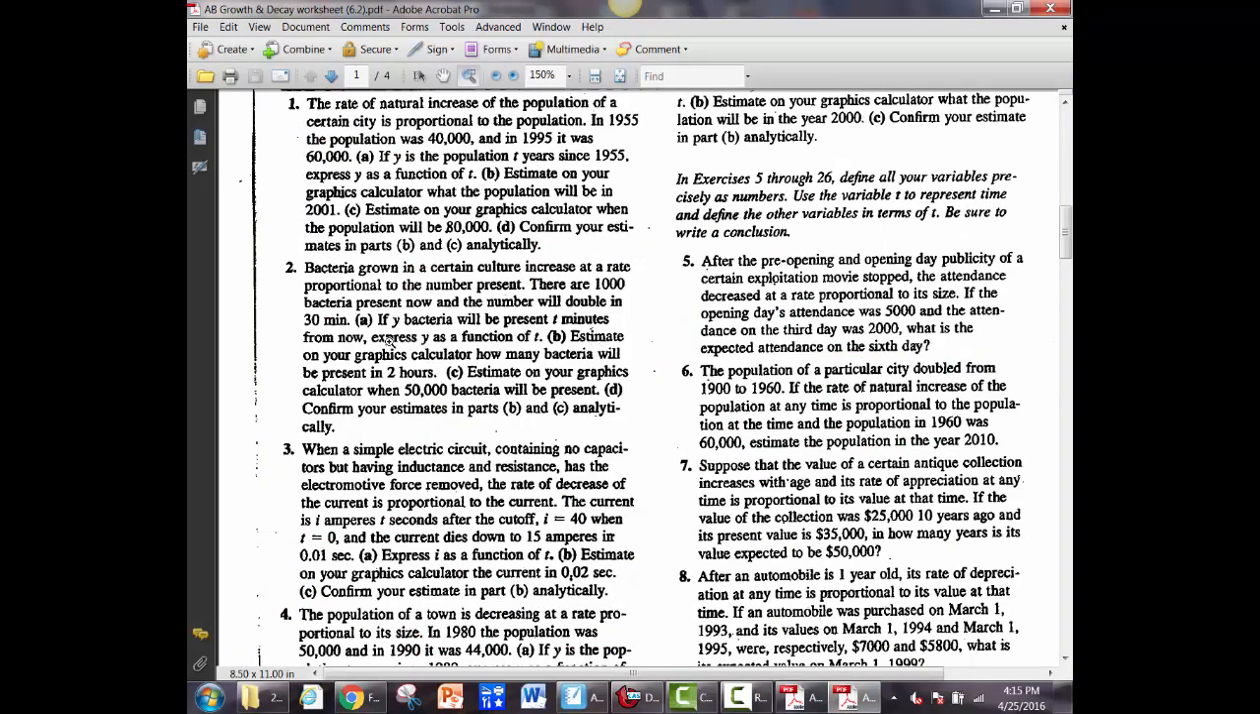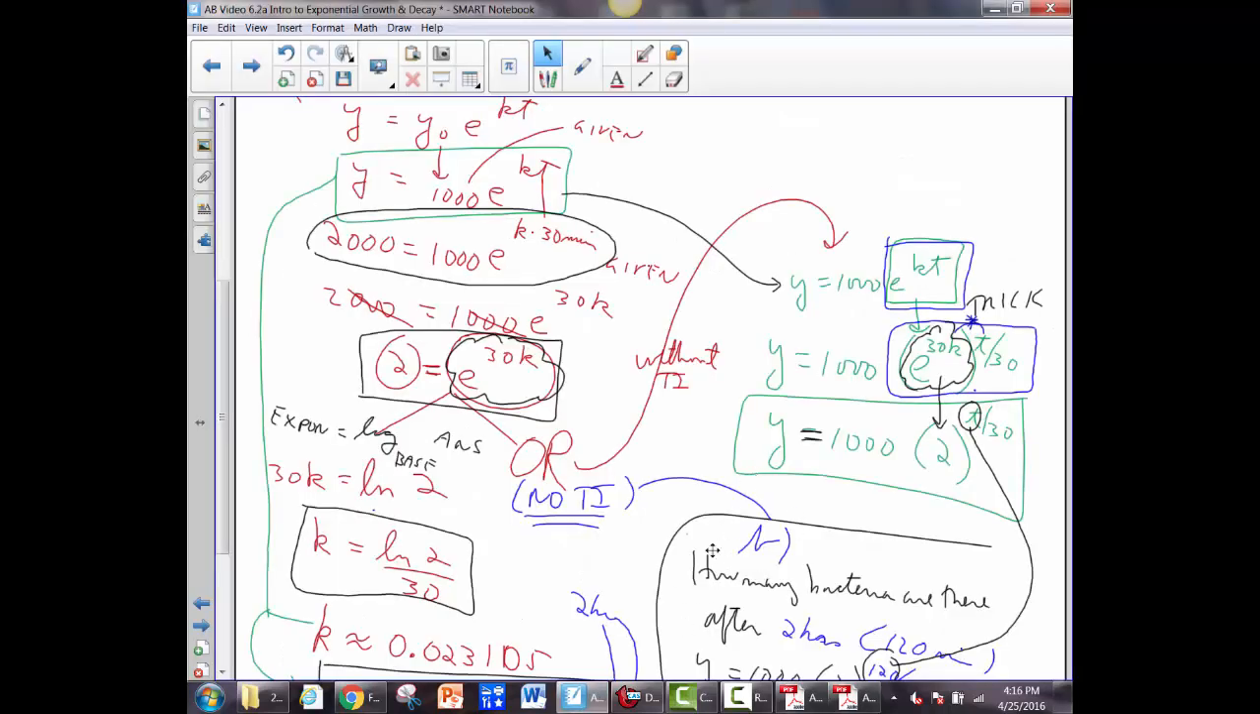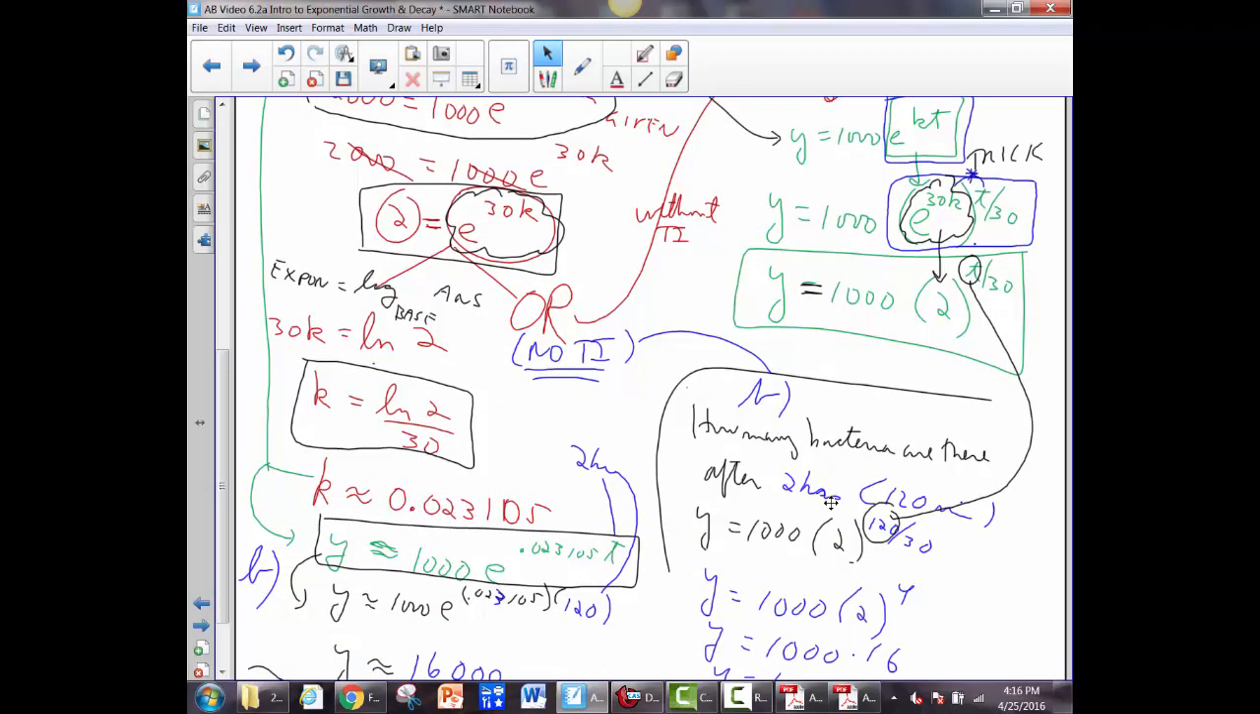If y bacteria will be present, express y as a function of t, which we just did. Then they ask you to estimate on your calculator, but let's confirm. So how many bacteria are present in 2 hours? Well, now that our equation is in y and t, how many are there in 2 hours means I'm going to have to replace t not by 2, but by 120, because they told us that it was 30 minutes.